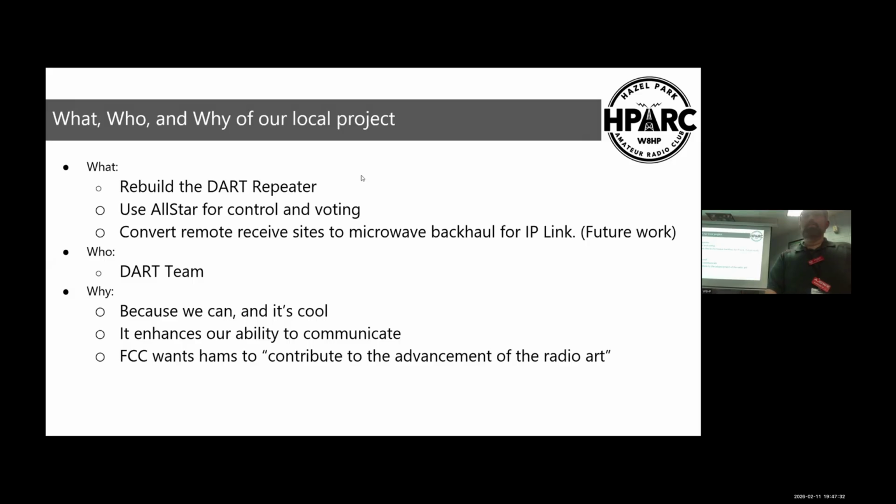So this is how we're specifically implementing it: who, what, when, where, why. The DART team is rebuilding the DART repeater with the grant we got from ARDC. And we're going to convert the remote receive sites eventually to a microwave IP link. For now, we're just going to use the plain old internet. That way, instead of having the noise come in on the voter links, ideally everyone's going to sound just as good as they sound coming into the receive site. Why? Because we can. It's cool. We got a grant for it. And the FCC wants hams to contribute to the state of the art of radio communication.